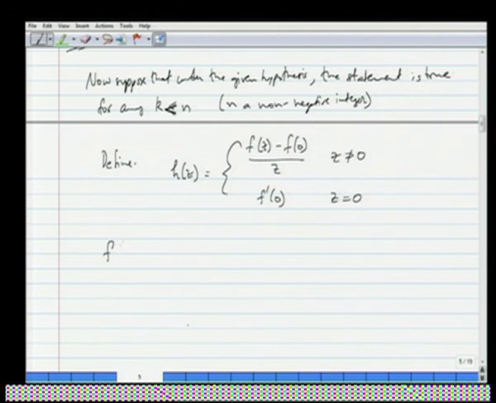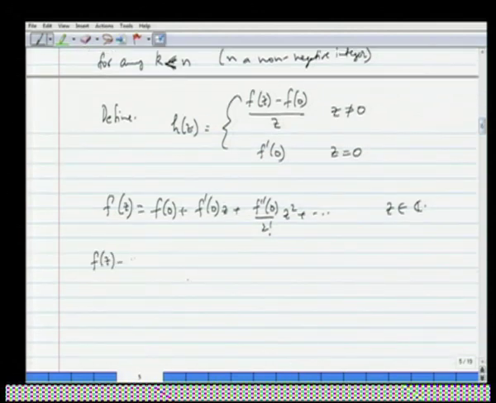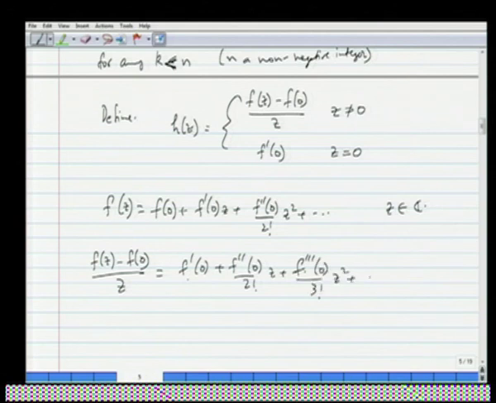First notice that f has a Taylor series expansion around 0, which is valid on all of the complex plane, because f is entire. f of z can be written as f of 0 plus f prime of 0 times z plus f double prime of 0 by 2 factorial times z squared, etcetera. This expression is valid for all z belongs to C, because f is entire. From this we can calculate that f of z minus f of 0, divided by z, is equal to f prime of 0 plus f double prime of 0 by 2 factorial times z plus f triple prime of 0 by 3 factorial times z squared plus so on, for z belongs to C minus 0.